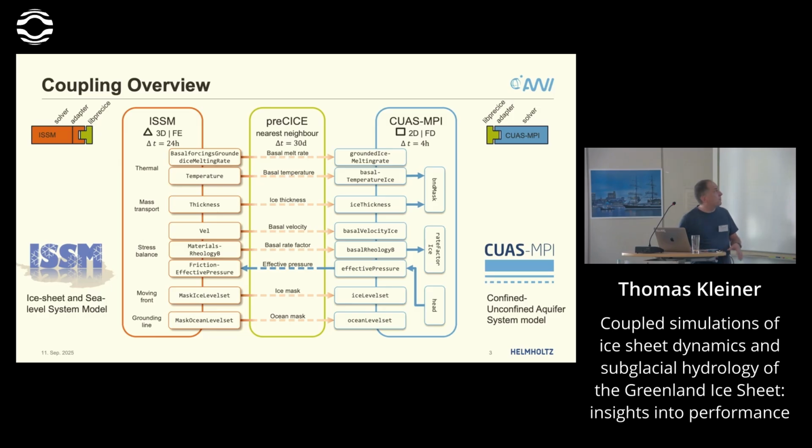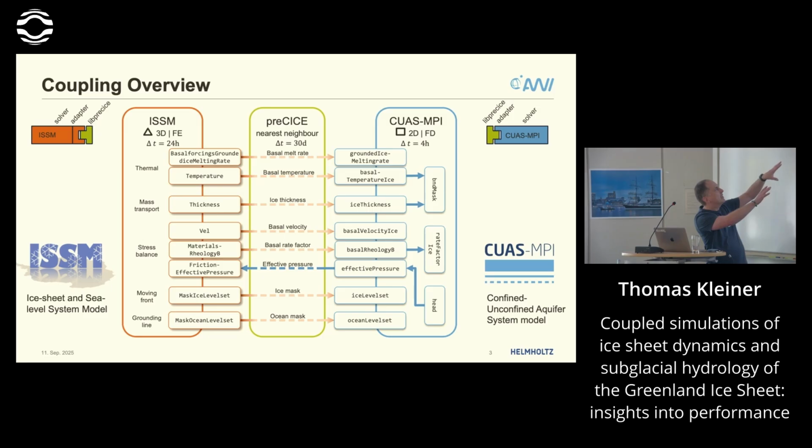So that's on the left, the ISSM. On the right is the CUAS, the subglacial hydrology model that we have implemented within the group. It's basically a 2D Darcy flow solver, relatively simple, on a finite difference grid, and it has the ability to switch the aquifer configuration from inefficient to efficient, so evolving the transmissivity of the aquifer. But that's basically the idea behind it.